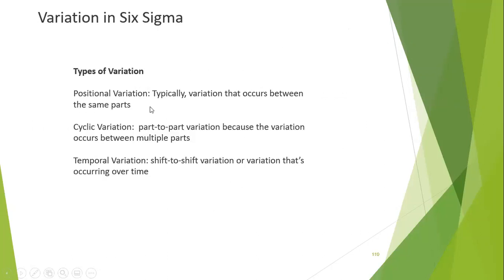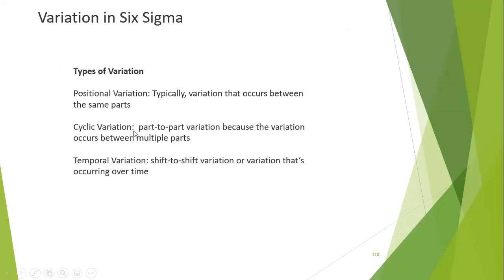So what is a variation in Six Sigma? The positional variation. So what is positional variation? Typically variation occurs within the same part. For example, I have 5 parts in my process. If the process is 1 2 3 4 5, instead of that I have 3 2 1. What is the variation that is going to be caused because of the position change? That's called positional variation. And then cyclic variation, part to part variation.